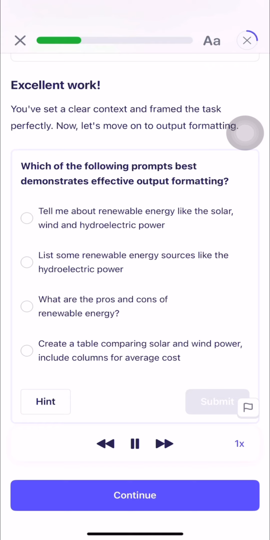Create a table comparing solar and wind power, include columns for average cost. Tell me about renewable energy like the solar, wind, and hydroelectric power. List some renewable energy sources like the hydroelectric power. What are the pros and cons of renewable energy?